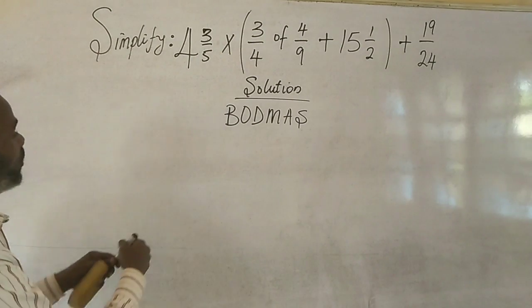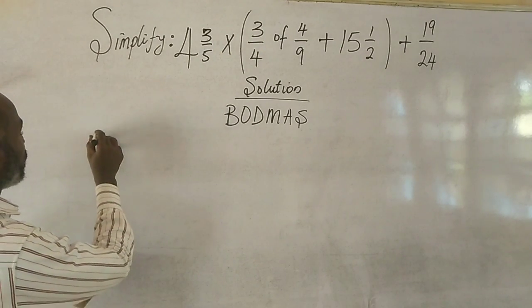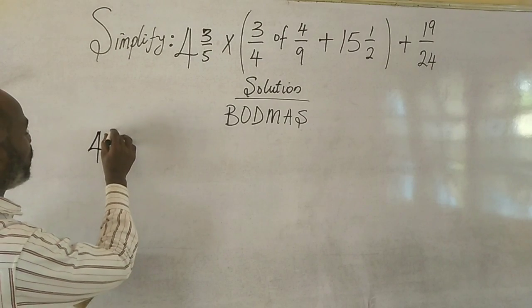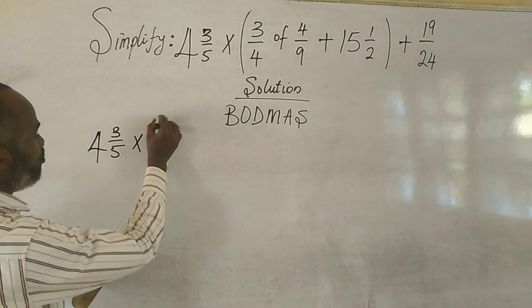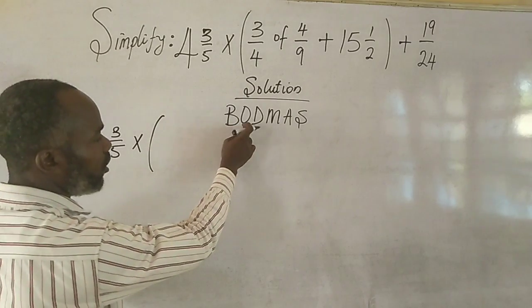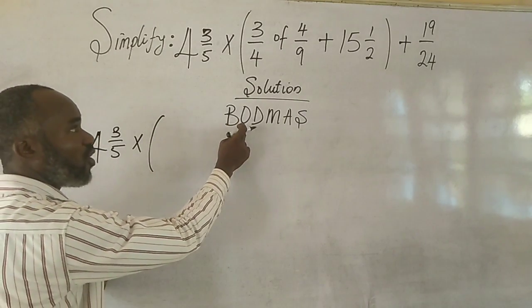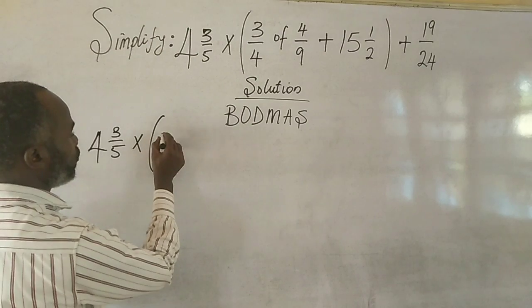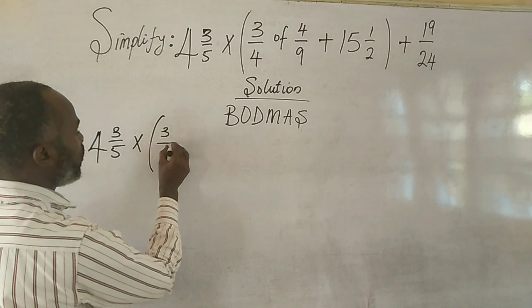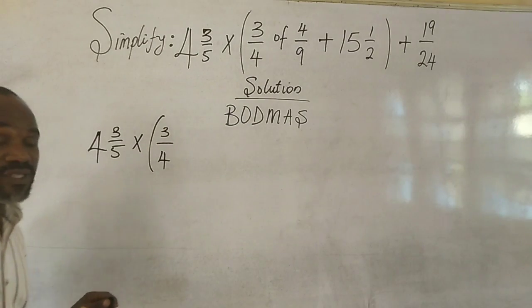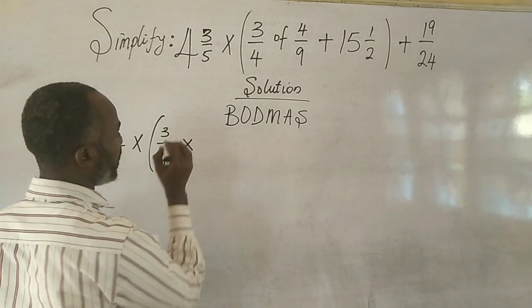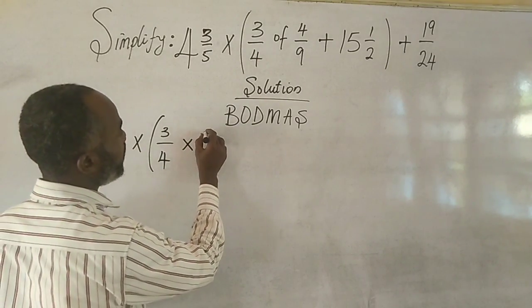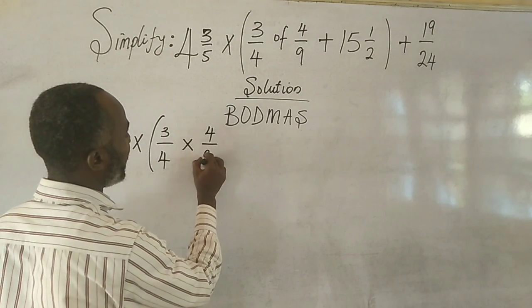So the first thing we need to do is to operate this way. 4 whole number 3 all over 5 times bracket, because we're working bracket "of". Bracket and "of". So we maintain 3 all over 4. That's the first step. Changing "of", we put times multiplication sign. Maintain 4 all over 9.